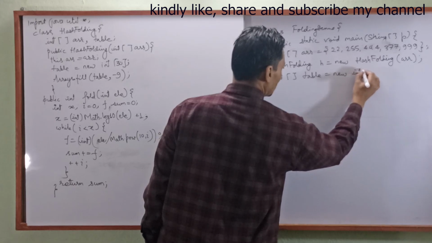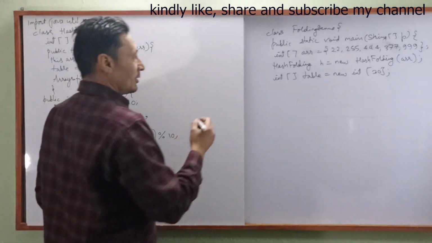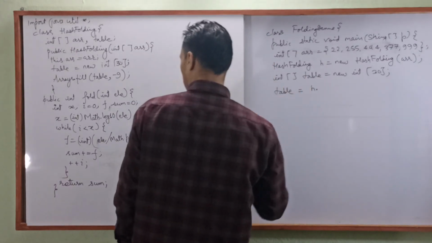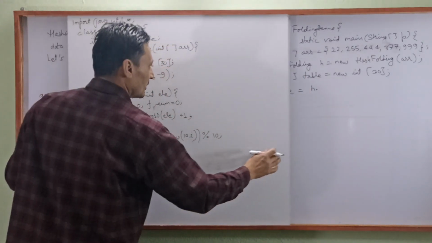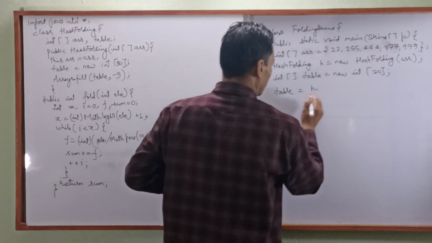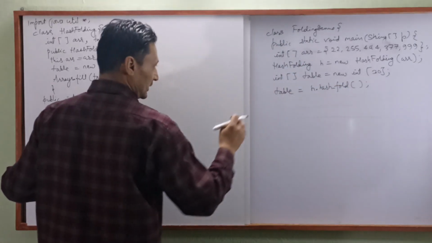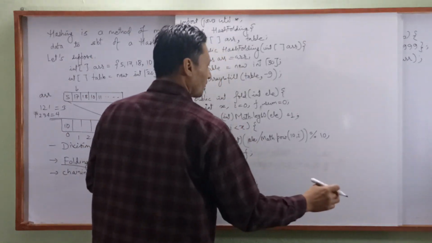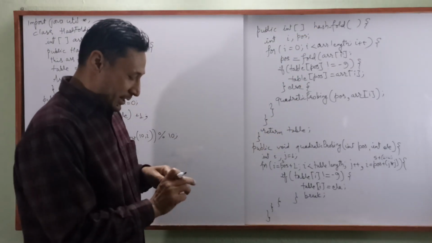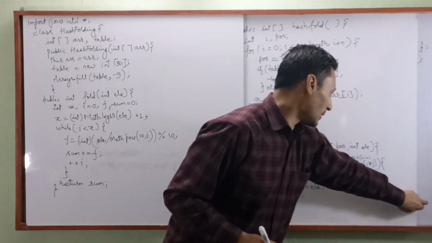new int, let's suppose 30 size. Okay, fine. Now table is equal to h dot. Now what was the method? I just forgot. We have written hash fold. Now we have to call the method hash underscore fold, because this method will return the array. Now you can see here hash fold will return this table, in which the original values have already been mapped. This table will be returned, and we are assigning it to our table.